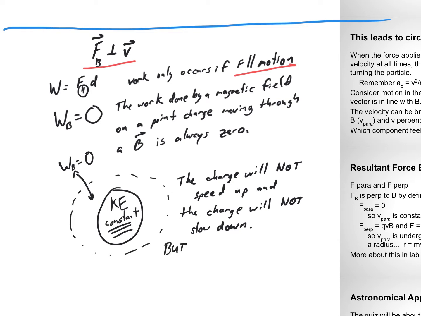But the magnetic field still does something to the velocity. At this point, remember what you learned in Physics 2A about the distinction between speed and velocity. The speed is a matter of how fast something is moving. The velocity is how fast, but it also includes the directionality.